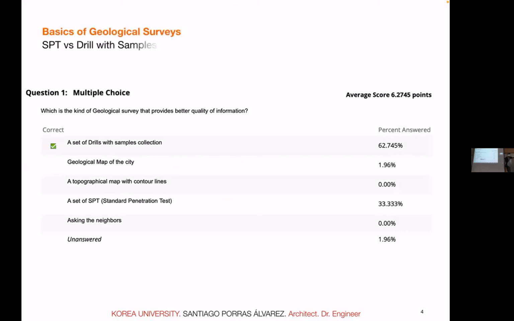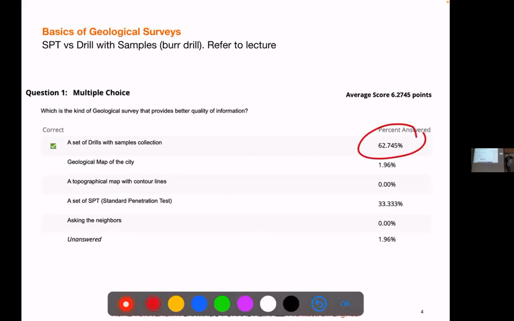Actually, most of the class did okay, but still quite a significant percentage went through the SPT. There is no mystery here. It is well explained in the lecture. You can go back and things are already commented. So there's nothing to think about, just to remember.